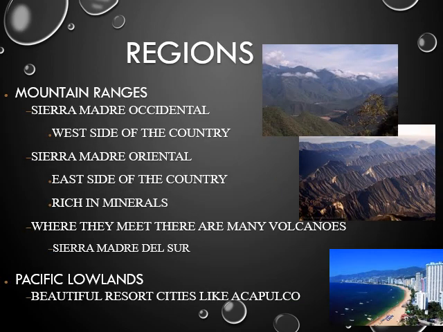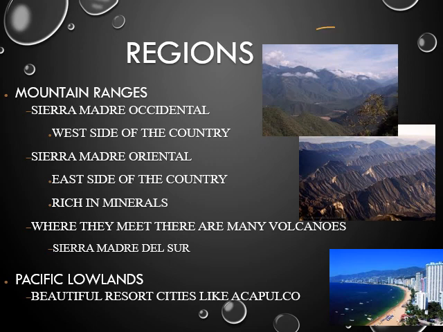And again, the mountain ranges flank on both sides. They flank that central plateau region. Okay, and they are the Sierra Madre Occidental, Oriental, and Del Sur. And again, Occidental means west, and so that's the one on the west side of the country. And then Oriental means east, that's the one on the east side of the country.